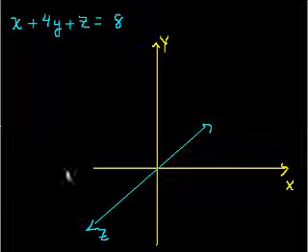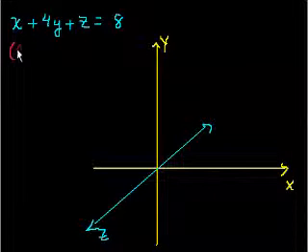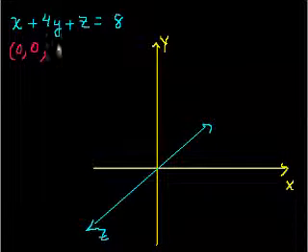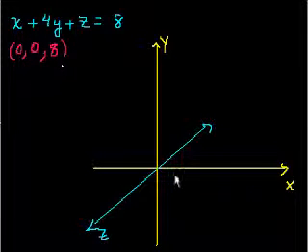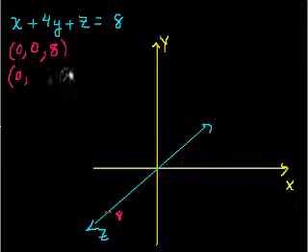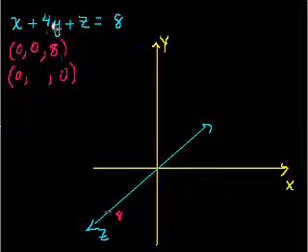Well, let's do the z-intercept first. The z-intercept is when x is equal to 0 and y is equal to 0. What is z? So if this is 0, z is equal to 8. So that's this point right here. Z is equal to 8. Now what is the y-intercept? That's when x is 0 and z is 0. So if this is 0, what's y? 4y is equal to 8, so y would be equal to 2. That would be right here. That's 0, 2, 0.